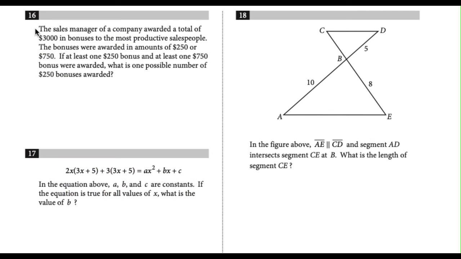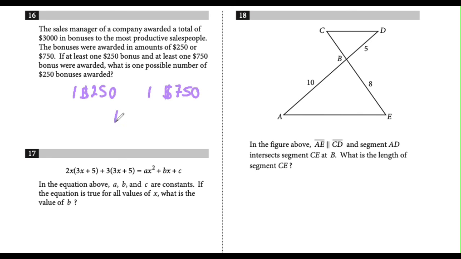Number 16. The sales manager of a company awarded a total of $3,000 in bonuses to the most productive salespeople. The bonuses were awarded in amounts of $250 or $750. If at least one $250 bonus and at least one $750 bonus were awarded, what is one possible amount of $250 bonuses awarded?